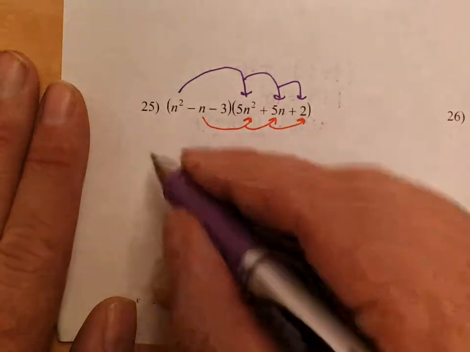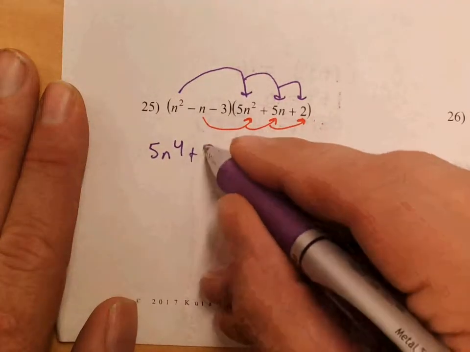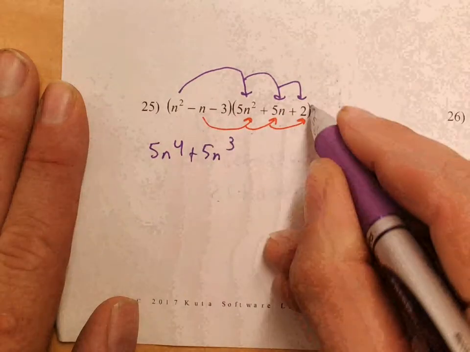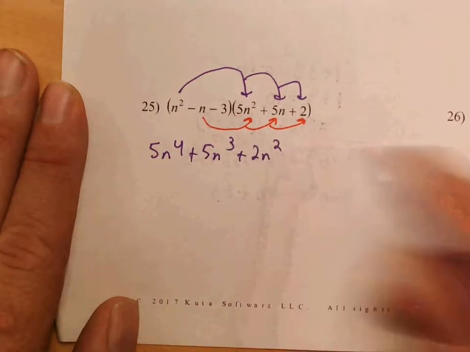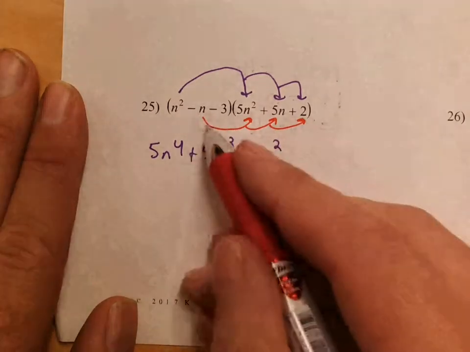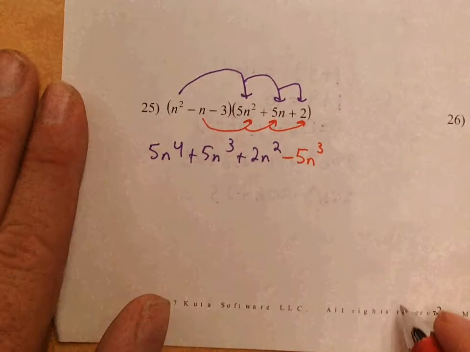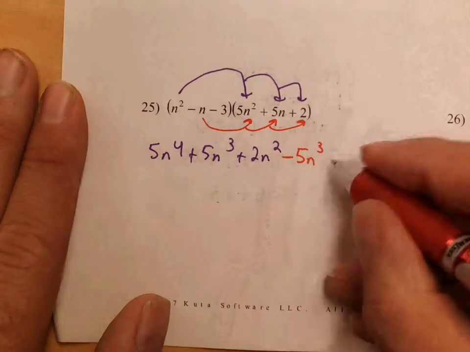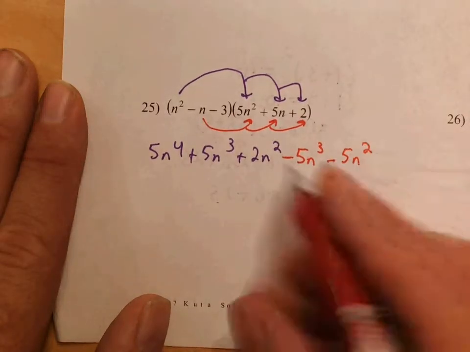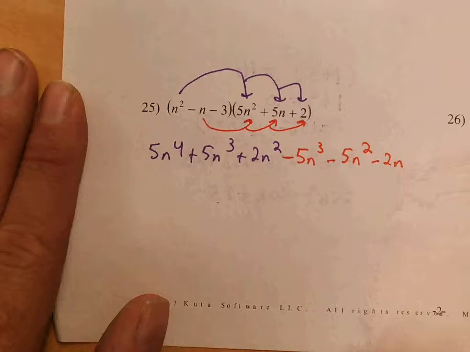N squared times 5n squared is 5n to the fourth. N squared times 5n is 5n cubed. N squared times 2 is 2n squared. Next, the negative n will distribute, and be careful that the negative n is multiplying. Negative n times 5n squared is minus 5n cubed. Negative n times n squared is n cubed. Negative n times 5n is minus 5n squared. Negative n times 2 is negative 2n.